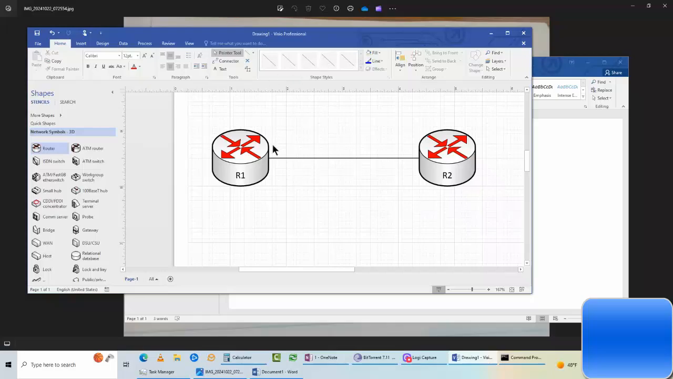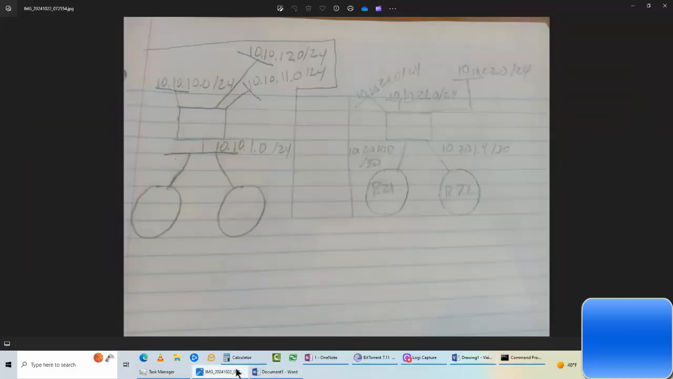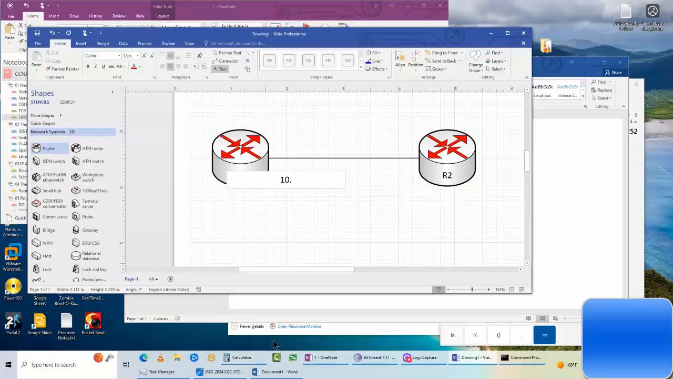Now this is a router, so that means each one of these interfaces, the interface on here that's connected over to this interface, each one of them has to have an IP address. Let's do 192. I'm sorry, what was it? 10.20.10.1/30.